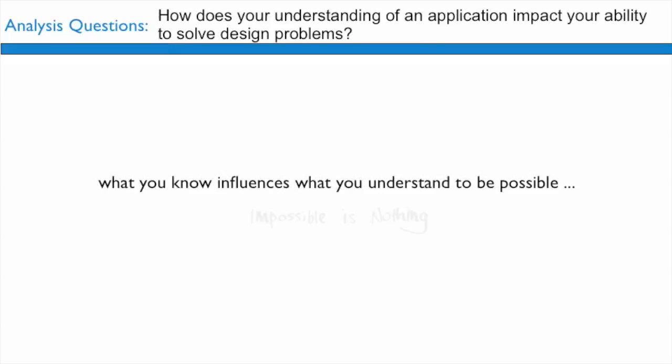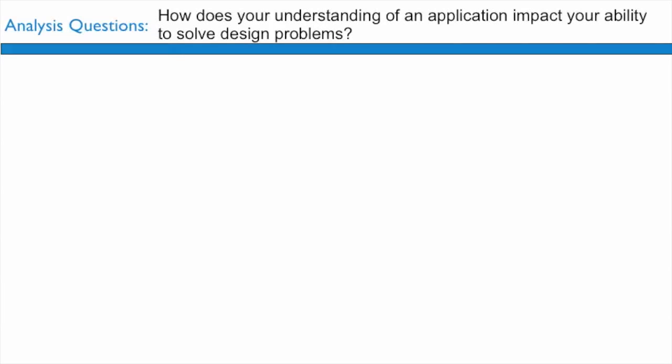Essentially, your comfort and familiarity with an application influences not only how you do something, but what you understand to be possible. And this is the philosophical component that I was referring to earlier. I've experienced this countless times where I've been working on an application for months, and then I connect with somebody who knows more about that application than I do, and I have the "I didn't know that you could do that" moment. So this alters my understanding of what I can use that application for.